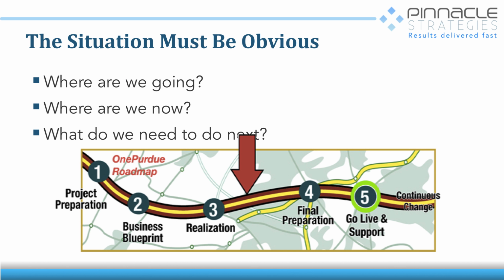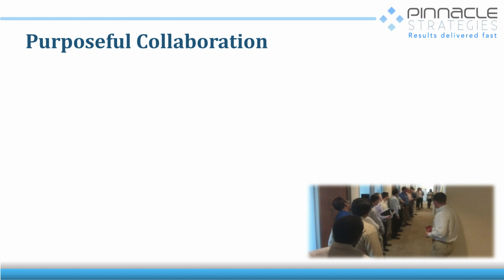It's like a team of ball players that can't see what's happening on the field. They can see maybe the ball when it shows up in their little quadrant, but they just can't see the entire field. So the idea is that we show the entire field, we make it obvious. Where are we? Where are we going? What do we need to do now? Everybody knows.